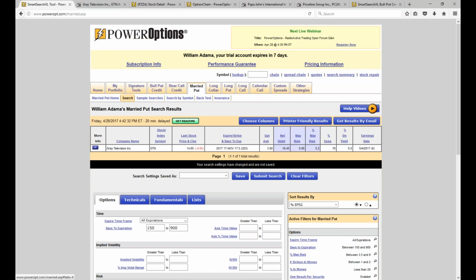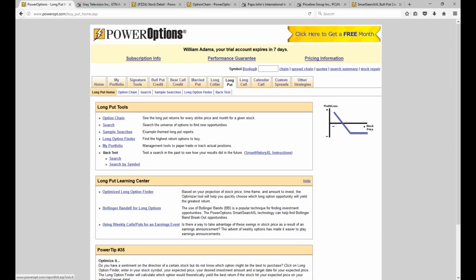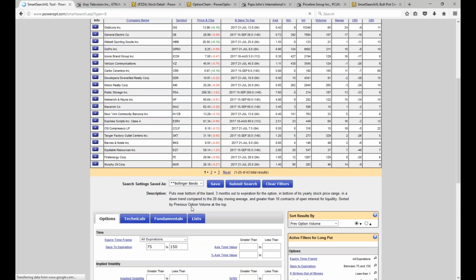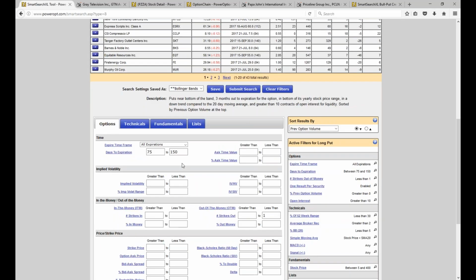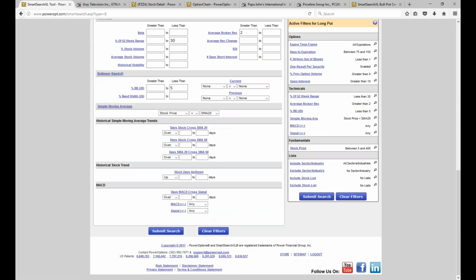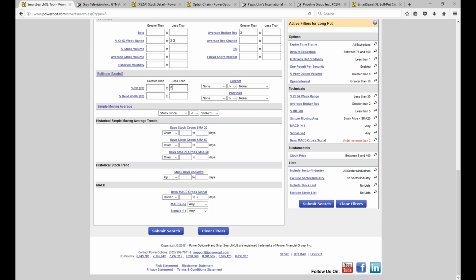So, for those of you that are interested in doing this kind of screen for other strategies, such as long puts and bearish, you do the same thing but reverse it. You still want something that's condensing, but then with the MACD, instead of looking for one that has recently crossed over, you might want to consider looking for something that's crossed under within the last 2 days. And of course, Bollinger Band may be less than 5 and less than 20.